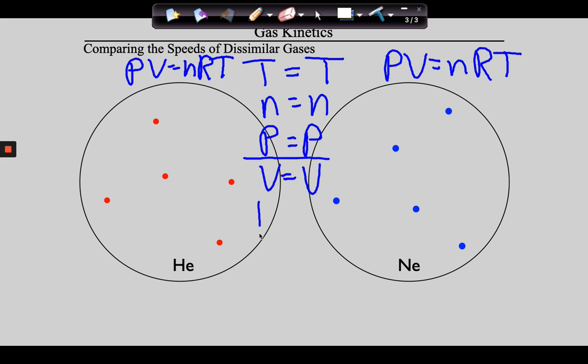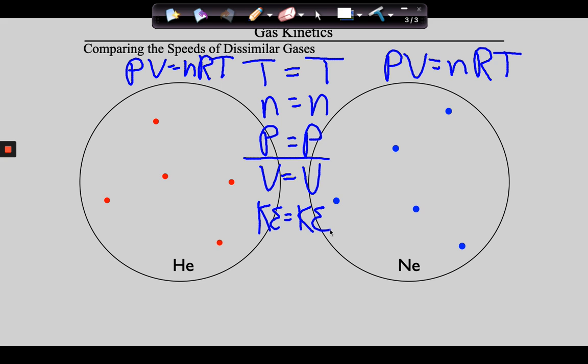Kinetic energy. Guys, the kinetic energy of these two gases is the same. How do we know that? Same temperature. If the temperatures are the same, the kinetic energies are the same. But then, guys, what's different between these two? The speeds. Which one is moving faster, the helium or the neon? The helium will be moving faster.